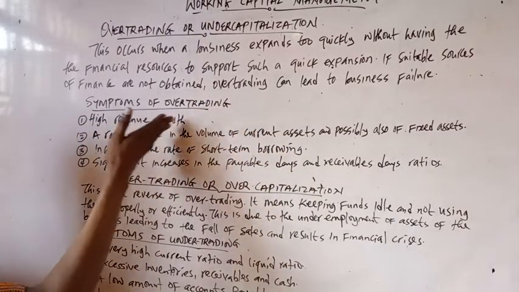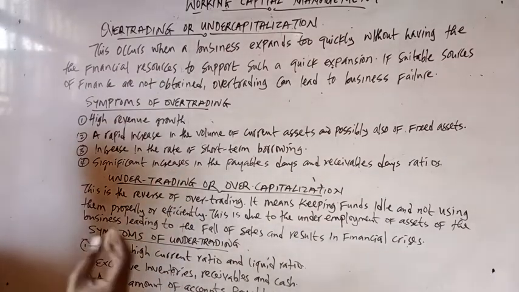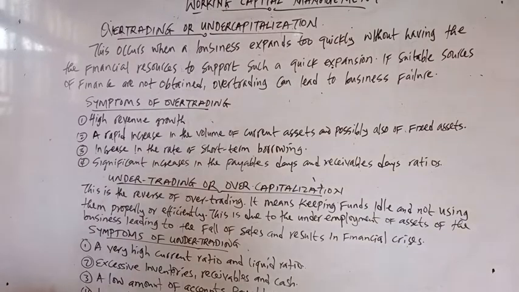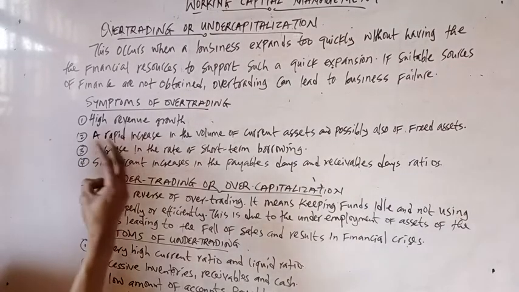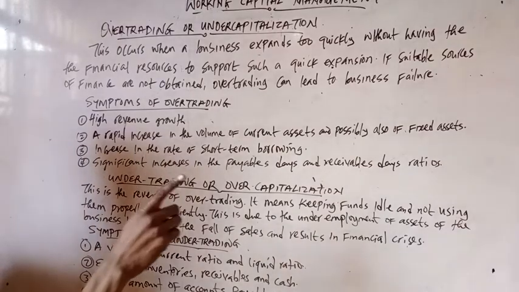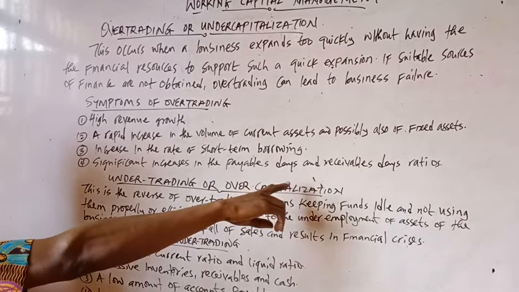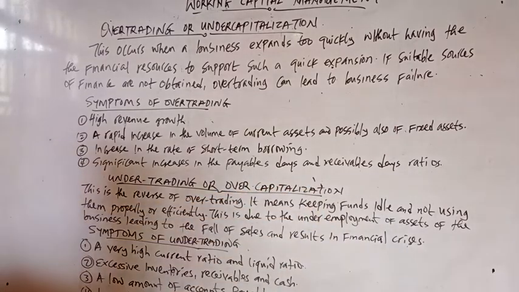So if you're working towards high revenue growth, you are going to report a high level of profit, but it does not translate to cash, to liquidity. That is why we say there needs to be a trade-off, to strike a balance between profitability and liquidity.